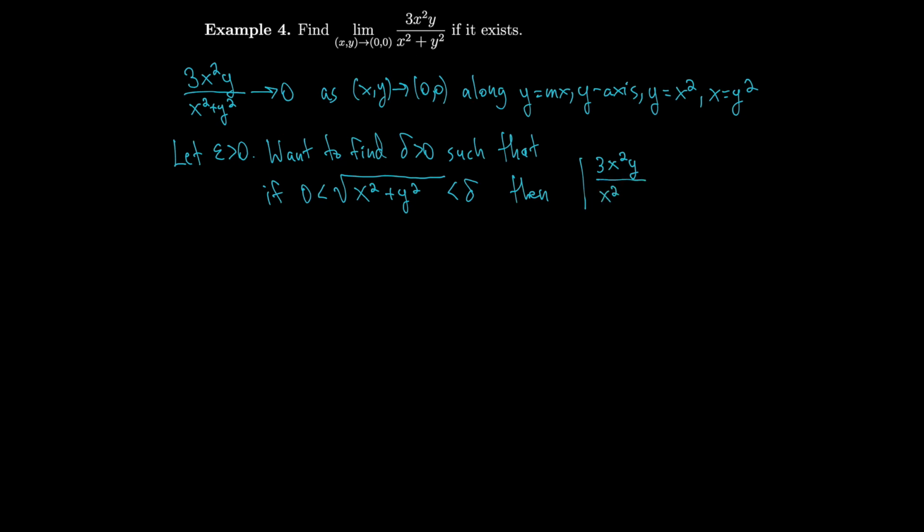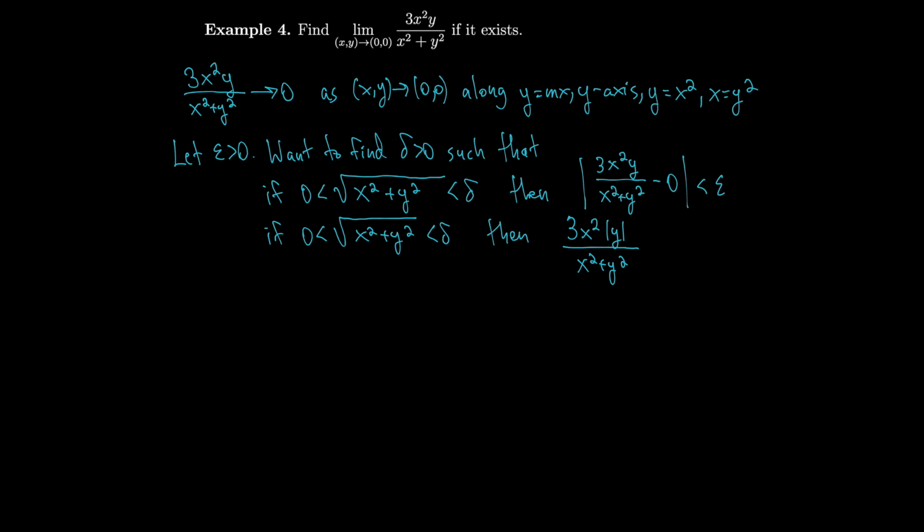So our function is 3x squared y over x squared plus y squared. Our limit is 0. We want that distance to be less than epsilon. So this is the same thing as saying that if the square root of x squared plus y squared is less than delta, then, let's see, I can just take the absolute value of 3x squared, which is just 3x squared because it's all positive. Absolute value of y will have to stay absolute value of y, and our denominator, again, x squared plus y squared is always positive, so we don't need the absolute value of it there. And then minus 0 is just nothing, so we just need to show that if this is true, then that forces this to be true.